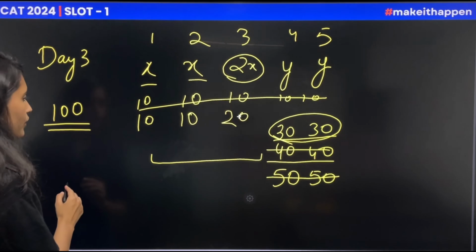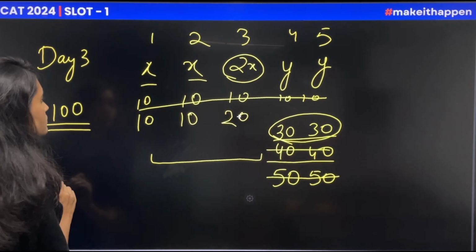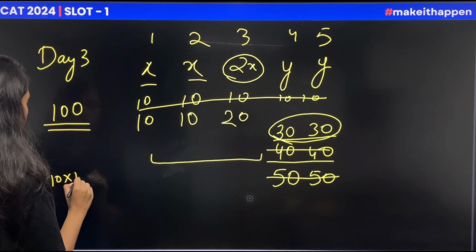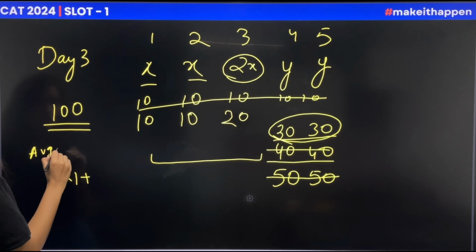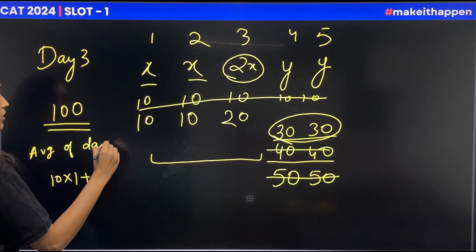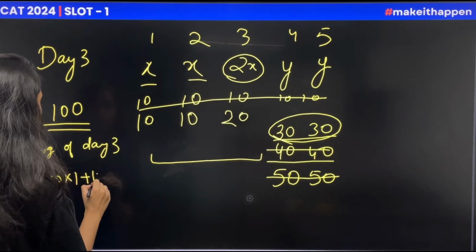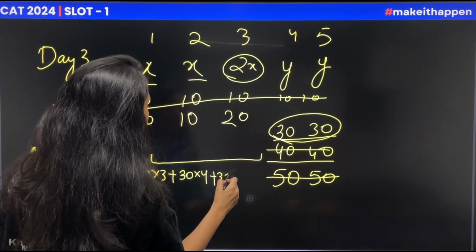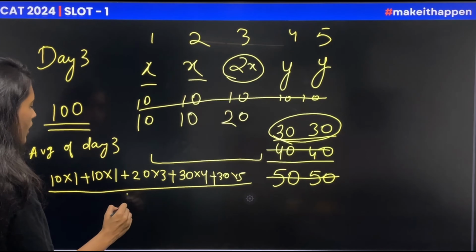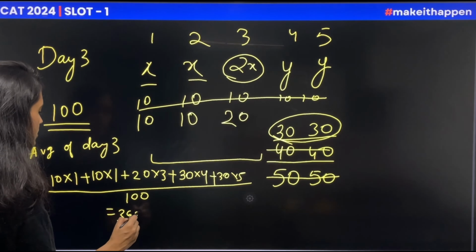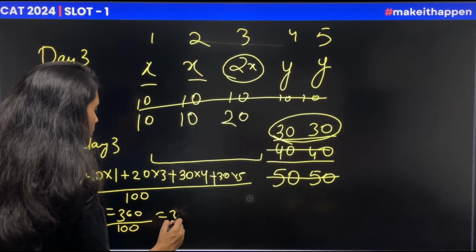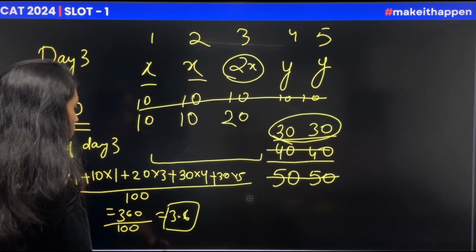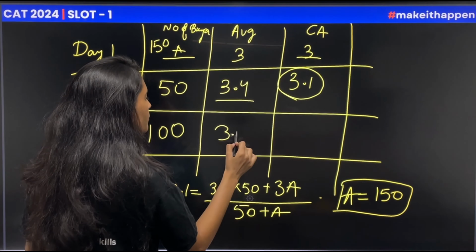Okay, so now we can find the average for day 3. Average of day 3 turns out to be 10 into 1 plus 10 into 2 plus 20 into 3 plus 30 into 4 plus 30 into 5, divided by 100. This will give me 360 by 100, that will be 3.6. So the average for day 3 will be 3.6.